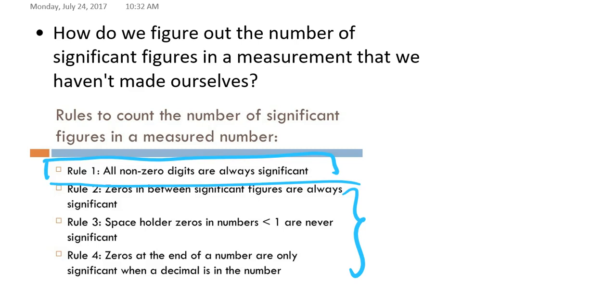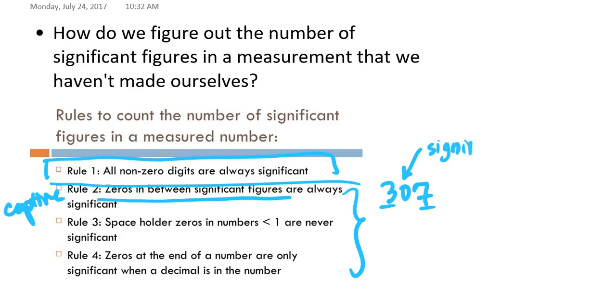Here, any 0 in between significant figures, we call those captive zeros, are always significant. So that means something like if I have 307, then this 0 between the 3 and the 7 is a captive 0, and that would make this 0 significant. And since the 3 and the 7 are non-zero digits, that means we have 1, 2, 3 significant figures.